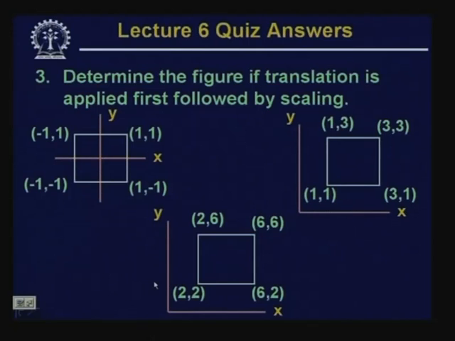The third question we had asked is, what will be the figure if the transformations are applied in the reverse manner? So, in this case first you have to apply the translation followed by the scaling, and then after the final transformation your coordinates will be 2 2, 6 2, 6 6 and 2 6.